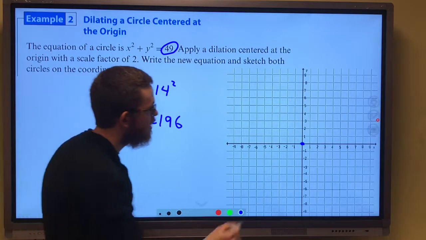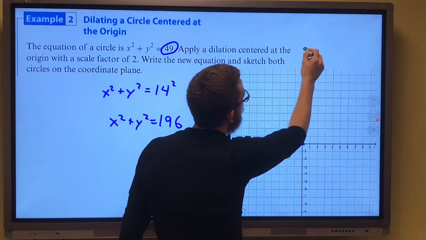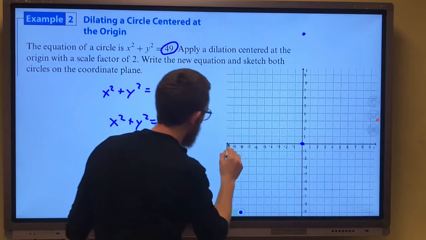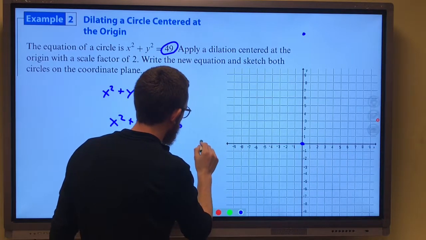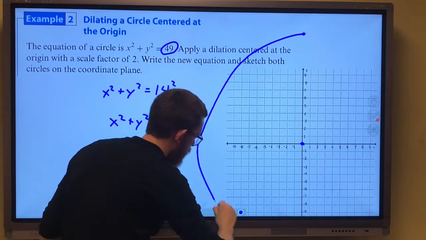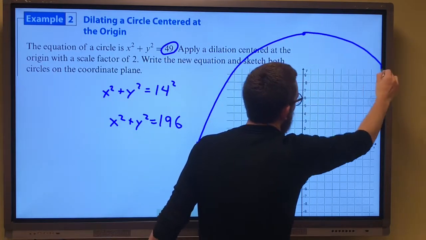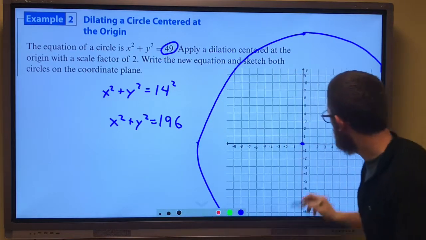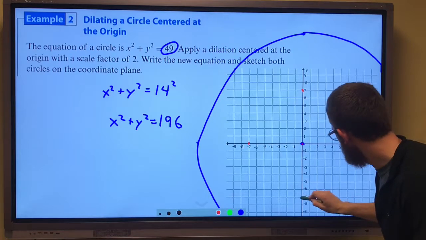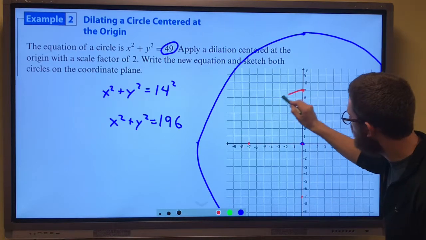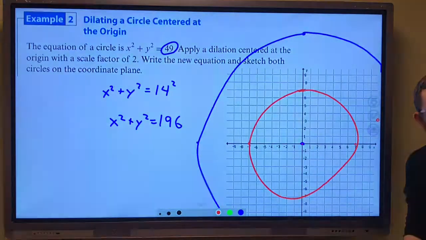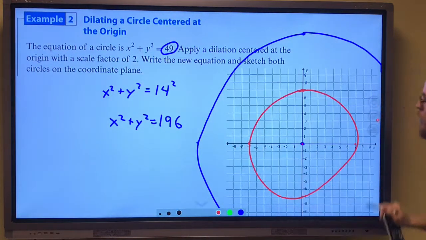So our radius is 14, 9, 10, 11, 14. It's going to be way out there. I mean, our circle is huge, whereas the original one had the same center and was also pretty big, but it also fit in our coordinate plane pretty easily. So it says doubled the size.